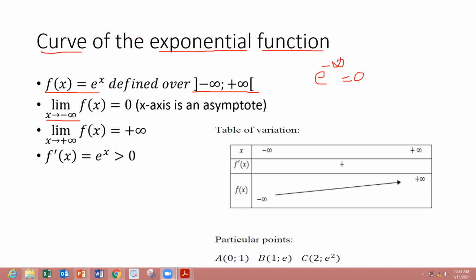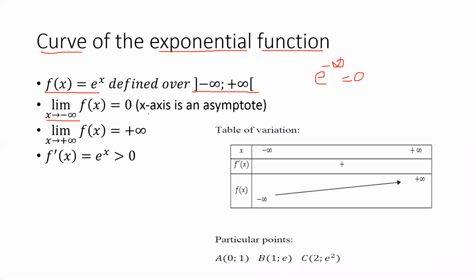Okay, are you listening? عم تسمعوا? Hello. Are you listening? Yes. Okay. So limit as x tends to minus infinity of f(x) equal to 0, then y equal to 0, or the x-axis, is a horizontal asymptote. Limit as x tends to plus infinity equal plus infinity. We have seen yesterday e to the plus infinity is plus infinity.